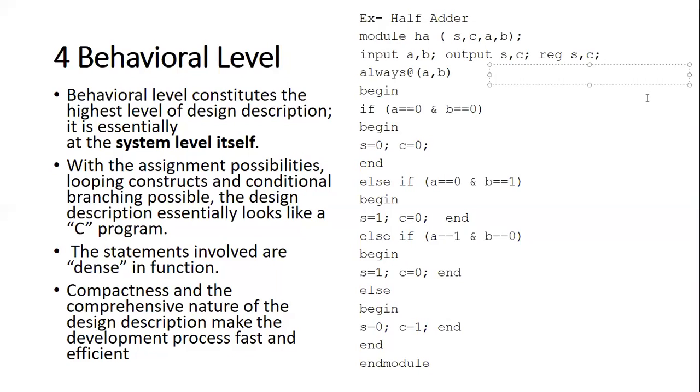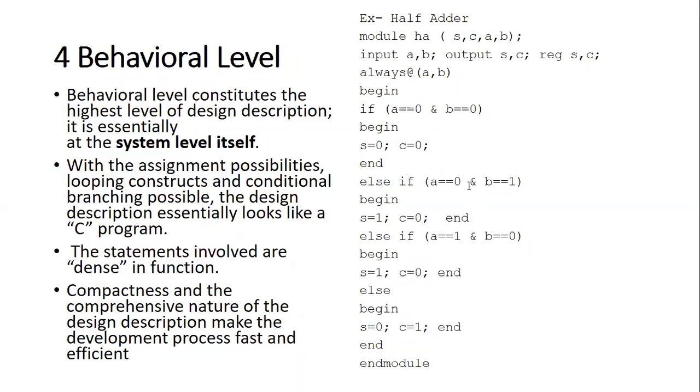Begin. If A is equal to 0. This is written from the truth table. So we are writing for all the combinations of the design, to make this more comprehensive in nature. If A is equal to 0 and B is equal to 0, which is the first condition in the truth table, begin, sum is 0, carry is 0, end. When you use multiple statements, you require a begin and end. If it is a single statement, we don't require begin and end.